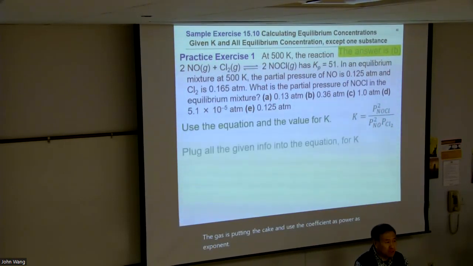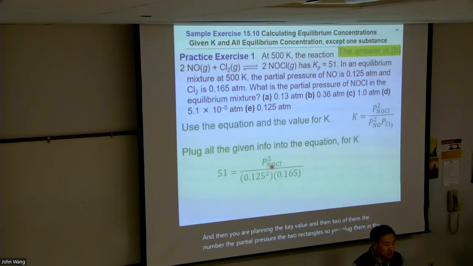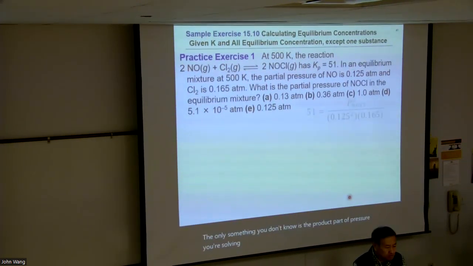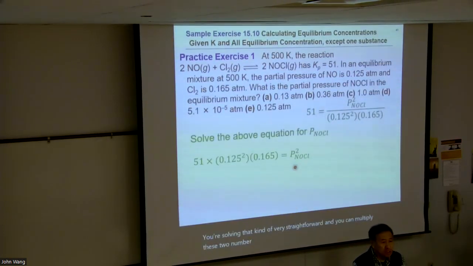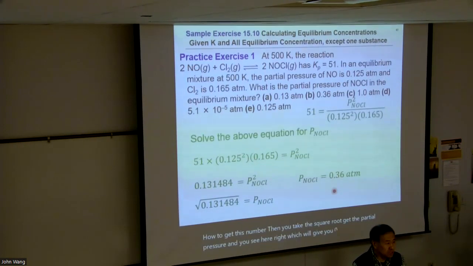And like you are finding the KP value, and two of them you know, the partial pressures of the two, right? So the only thing you don't know is the partial pressure of the product. The solving is very straightforward. You can multiply this number over to get the partial pressure squared, and then you take the square root to get the partial pressure of the product, right? This is what gives you 0.26 atm.